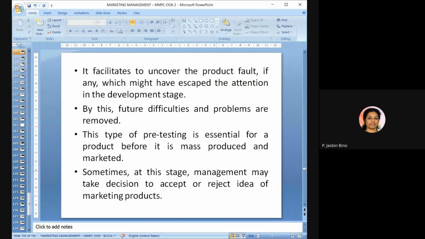First they produce some samples and introduce them in the market. Then they analyze whether the result will be positive or negative. Based on that, they finalize whether to produce more of the product and introduce it, or to reject the idea. They take that decision in this stage.